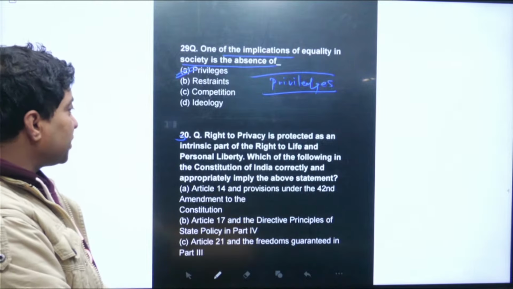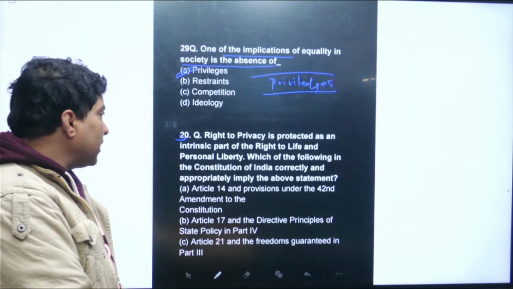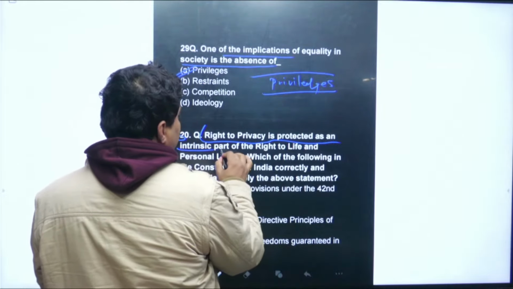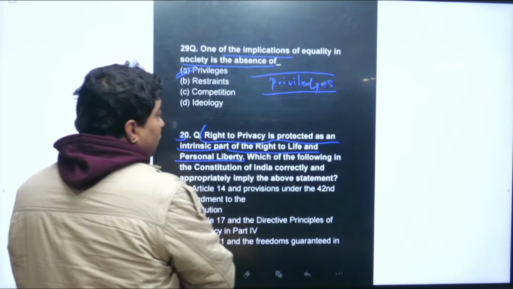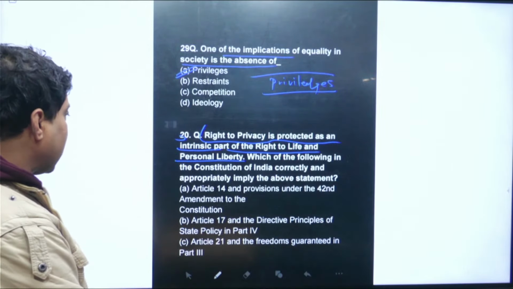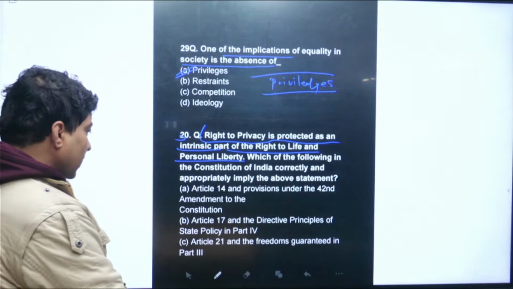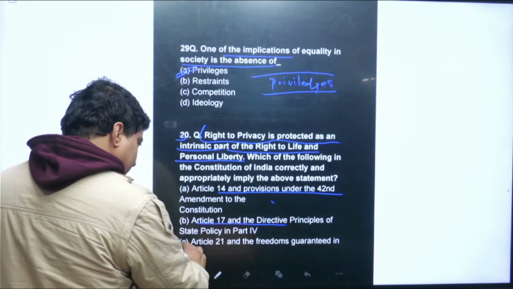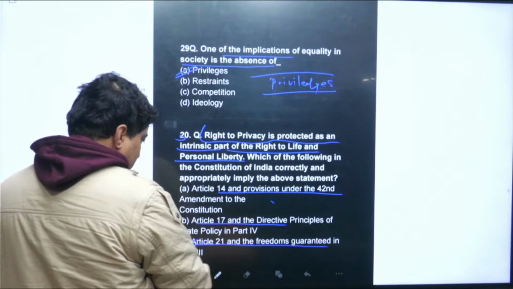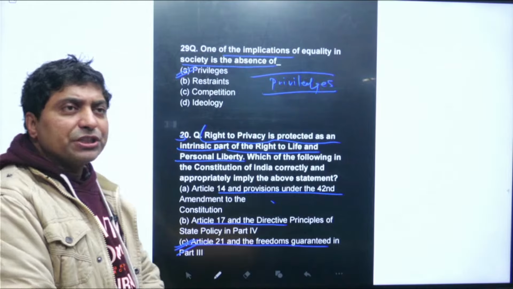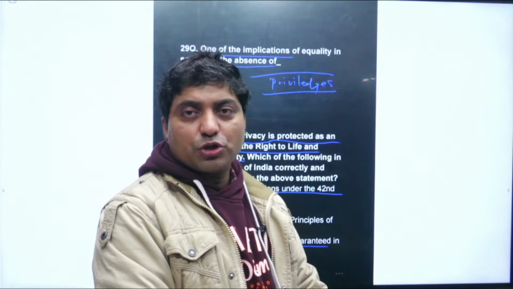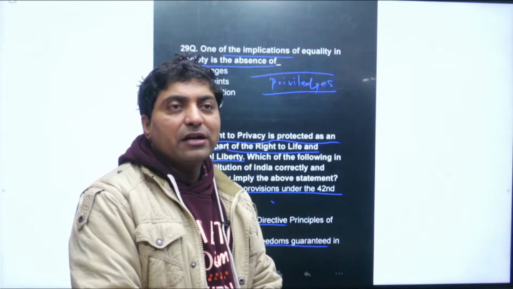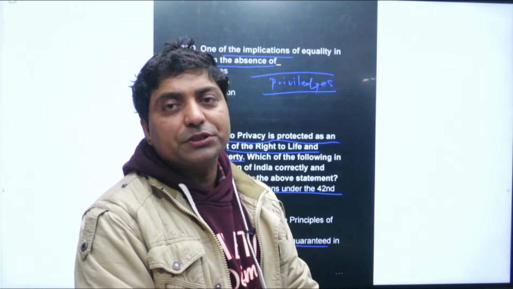Right to privacy is protected as an intrinsic part of the right to life and personal liberty. Which of the following provisions in the Constitution of India correctly and appropriately applies the above statement? Article 14, no. Article 17, no. Article 21, yeah, Article 21. Right to privacy is guaranteed under Article 21. Remember the Puttaswamy case, Puttaswamy versus Union of India, where the right to privacy was declared an integral part of the right to life under Article 21.